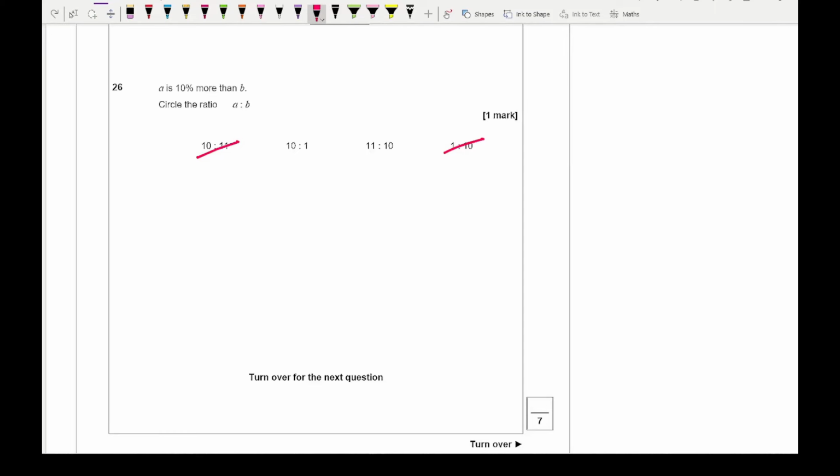The next thing to then look at is basically, if you know it's going to be 10% more, well, 10% of 1 is 0.1, not 10. So it's definitely not going to be this, whereas 10% of 10 is 1, and 10 plus 1 is 11. So the correct answer must be 11 to 10.